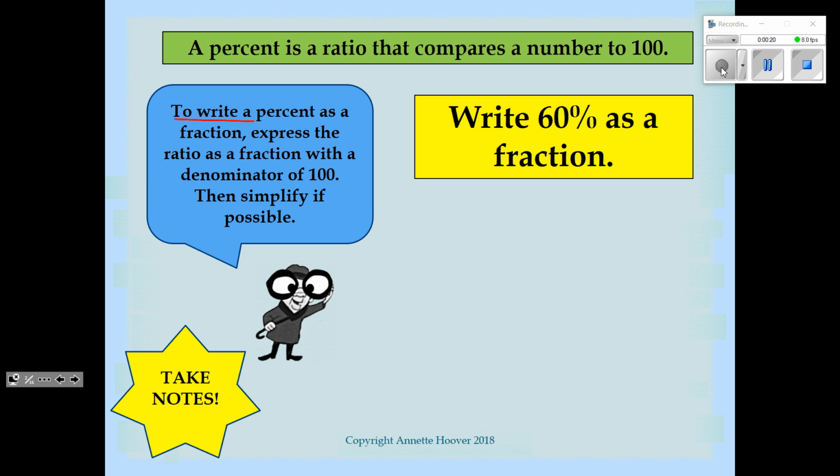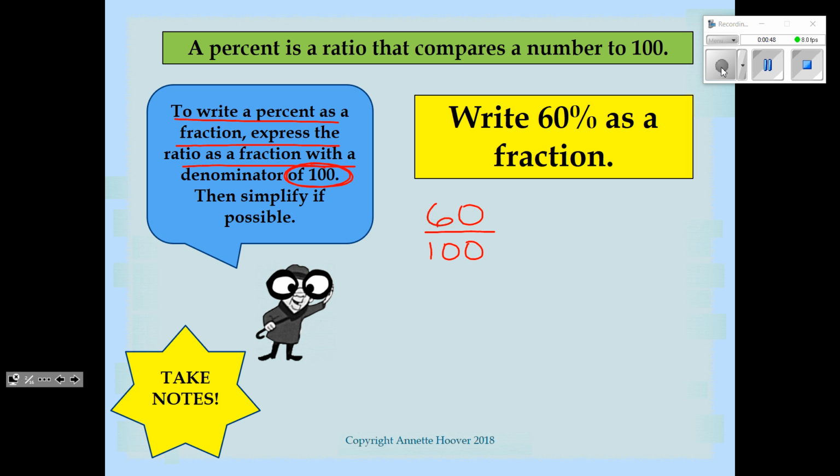So to write a percent as a fraction, we can express it as a fraction with a denominator of 100. In other words, if you can rewrite the fraction with a denominator of 100, then whatever number is in the numerator is the percent. Okay, so if we write 60% as a fraction, the percent is always out of 100. So we always write 60 100ths.